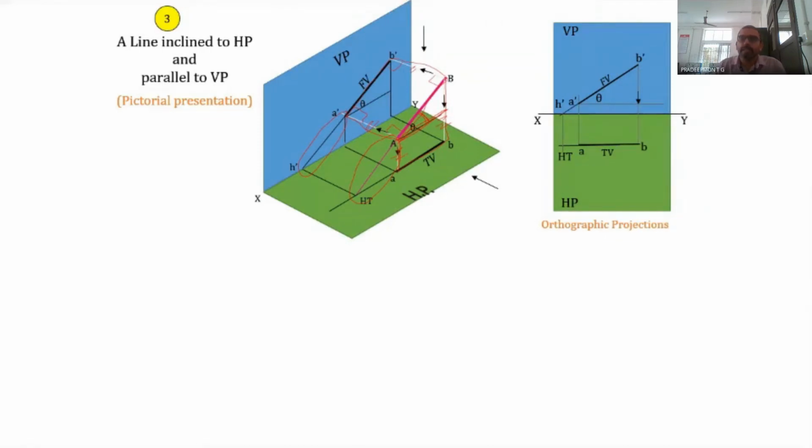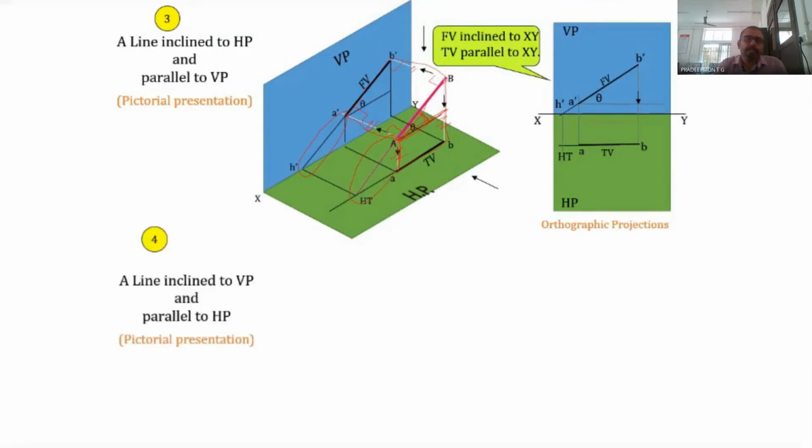Then if there is a true inclination, obviously there should be an apparent inclination also, or a relative inclination. We will come to it. And the true inclination with HP is always denoted with theta. When the line is parallel to VP, in the front view we will get the true inclination with the HP. So that is the initial condition: the front view is inclined to the XY line, and the top view is parallel to the XY line. Now let's see the next condition.